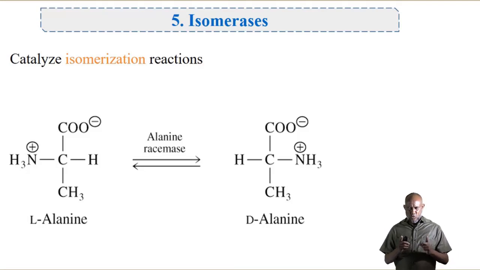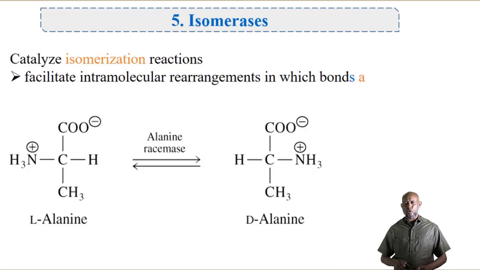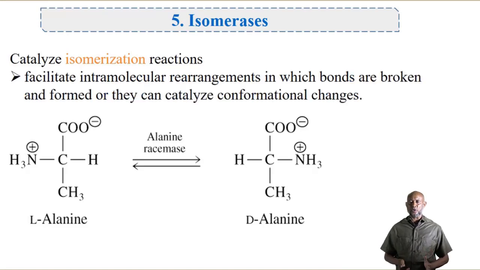If you look closely, these two molecules, L-alanine and D-alanine, are made from the same atoms, okay? They are very similar. But the side in which H3N is found in L-alanine and D-alanine is just changed. The position of the amine group is changed. And this group facilitates intramolecular rearrangement, in which bonds are broken and formed, or they can catalyze conformational change. The conformation is changed totally.